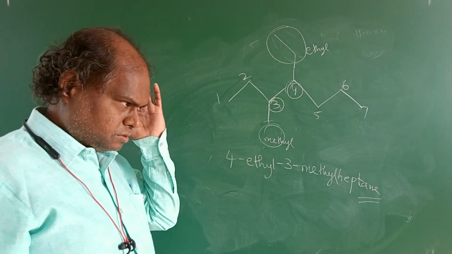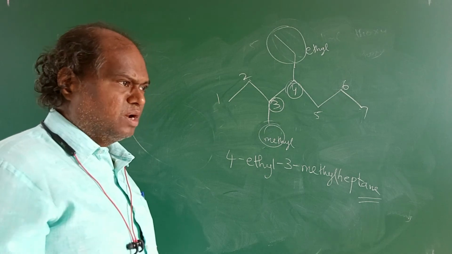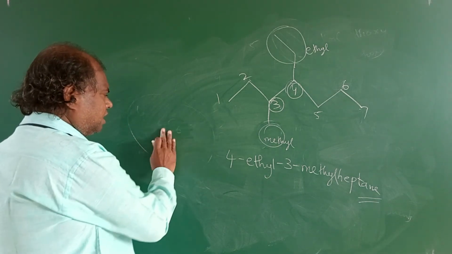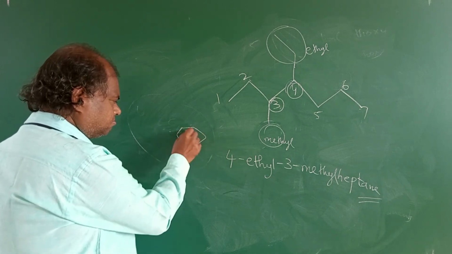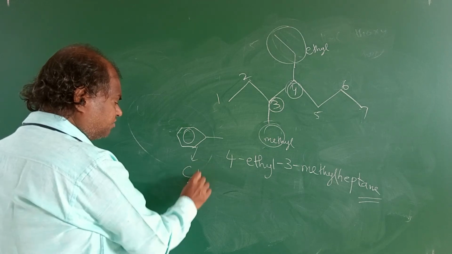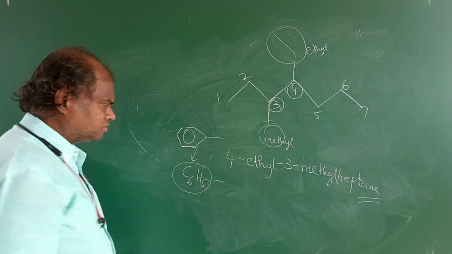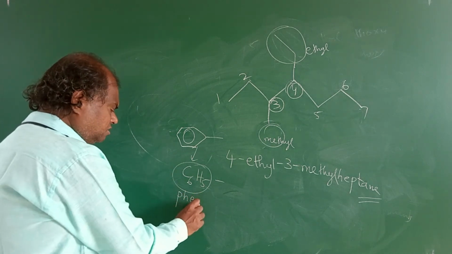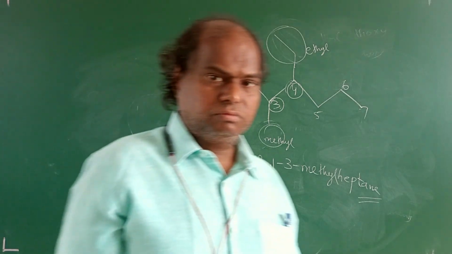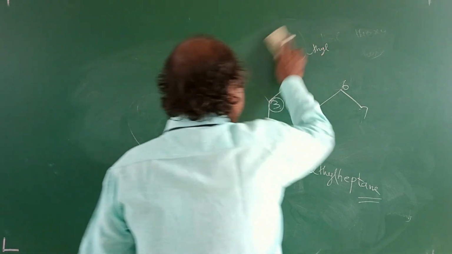Okay. Students, one last thing before we end the class. I told you about phenyl, benzene, which is also called C6H5. What is the other name? You can write C6H5 also. What is this substituent called? Phenyl. Okay. Phenyl. Let me take a question like this with phenyl.